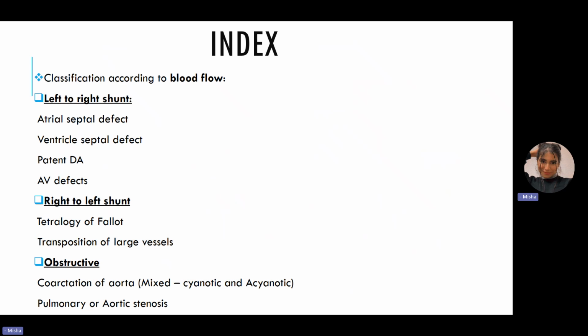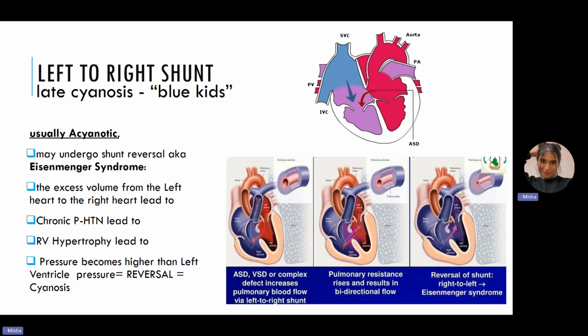And that's why there's a left to right shunt, right to left shunt, or it can be obstructive. Now, the congenital heart disease can be acyanotic or cyanotic. Acyanotic has a better prognosis. So left to right shunting is usually acyanotic. However, it later becomes cyanotic. Then we have right to left shunt, which is usually cyanotic, and obstructive, which can be cyanotic or acyanotic. So let's start with the left to right shunt.